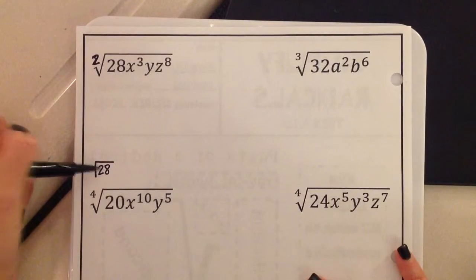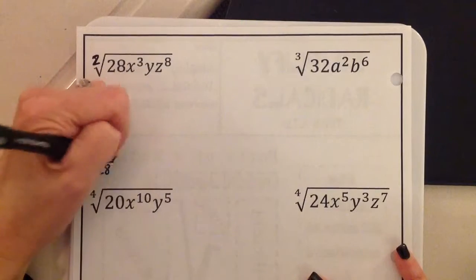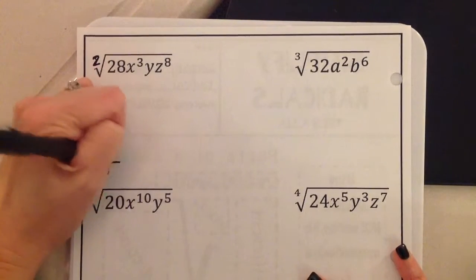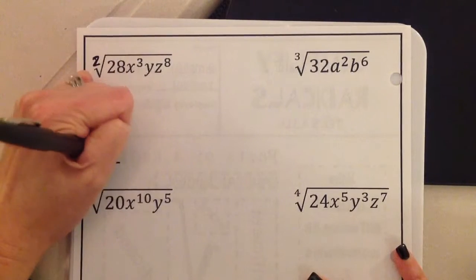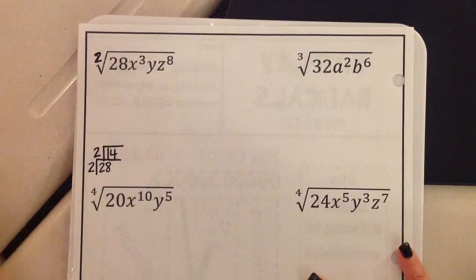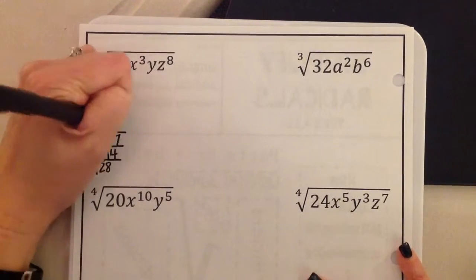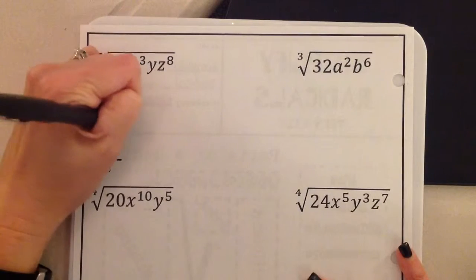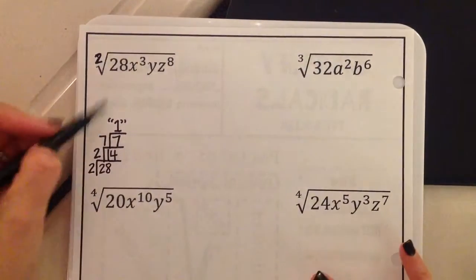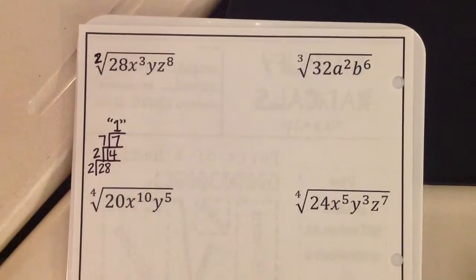So I know that 2 is a prime number, and 28 is divisible by 2 because it's even. So 28 divided by 2 is 14. 14 is also an even number, and it is divisible by 2. So 14 divided by 2 is 7, and 7 is also a prime number, so I'm going to divide by 7, and I'm going to get a 1. So once I see that 1 on top, I know that I am done, and I have found all of my prime factors.